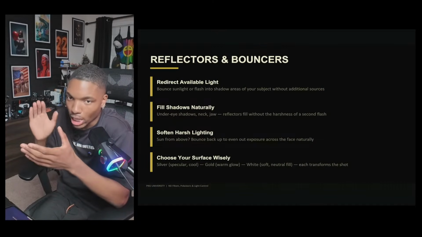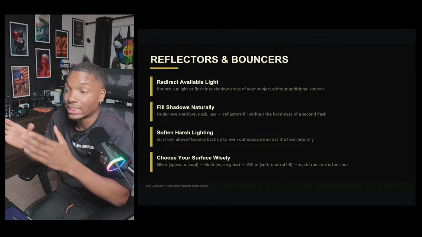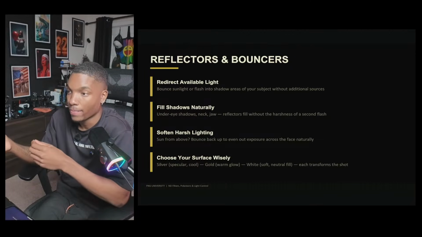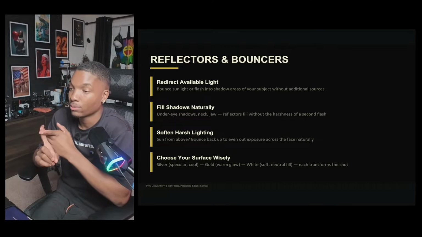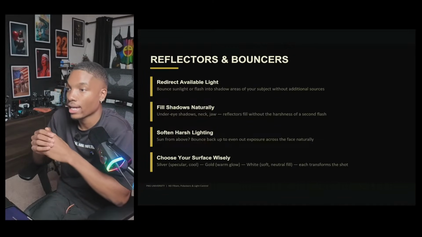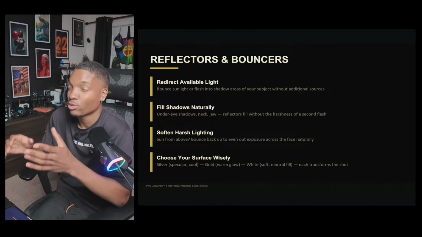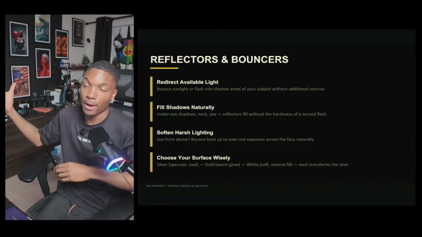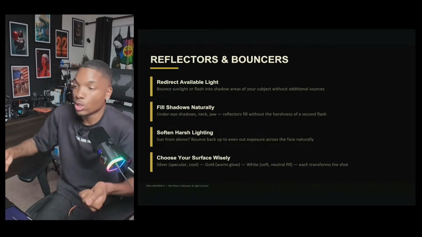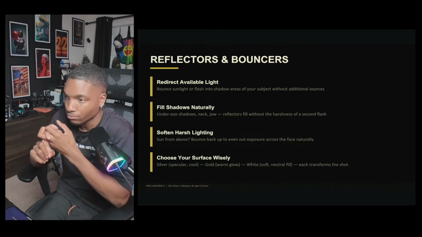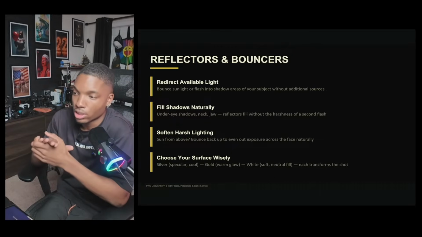So you have reflectors and bouncers as light modifiers, right? They can redirect the light that's available in the situation. You can bounce the sunlight, you can bounce the flash, into a different shadow area so you can light it up, like how I showed you guys bouncing underneath the eyes, or maybe to the side of the body. You can do that when you're shooting natural light and with flash. It helps fill different shadows naturally.